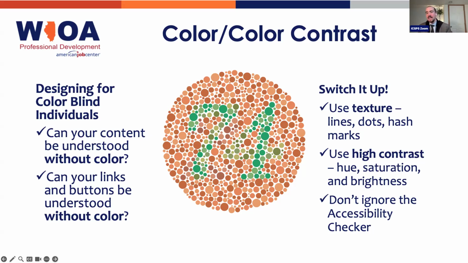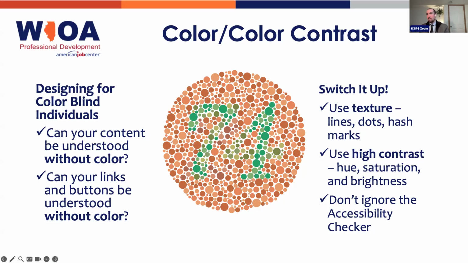Try to find two ways at least that people can understand the information so that it's not just reliant on color, so that if somebody can't see the color very well or has low vision, they're not going to lose information. That's really the goal here, that we want people with disabilities not to lose information when we convey it. Use high contrast colors, hue, saturation, and brightness, especially when it comes to text versus background.